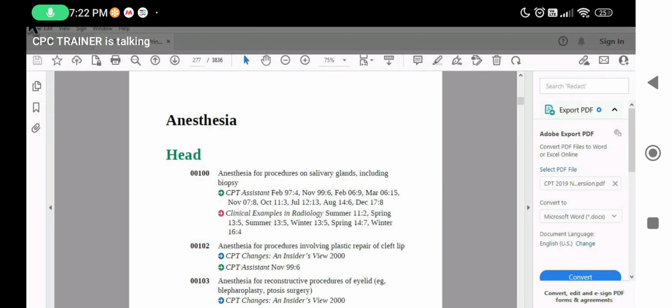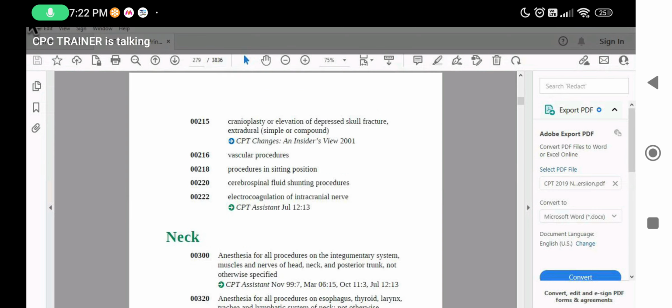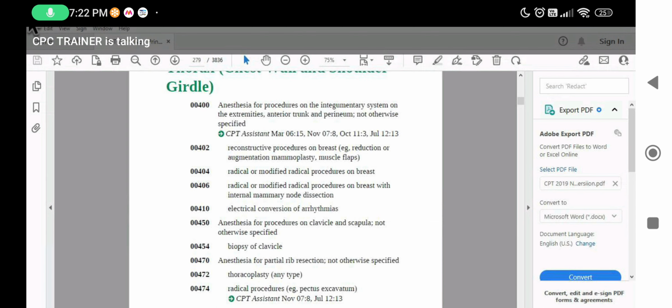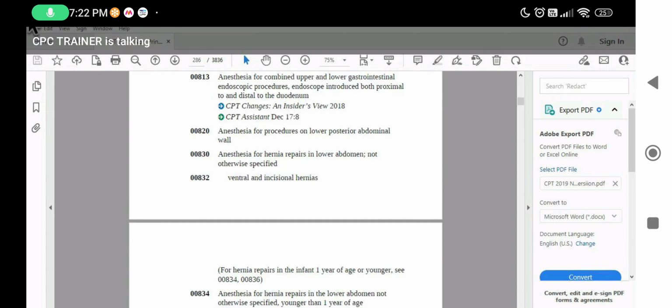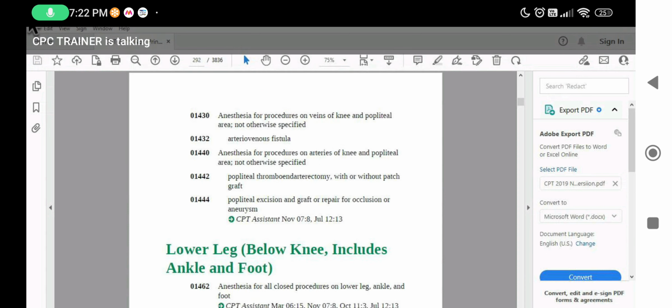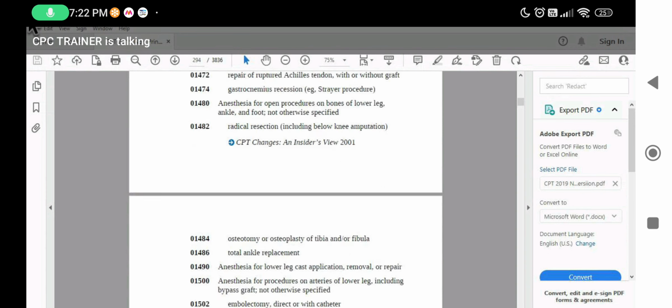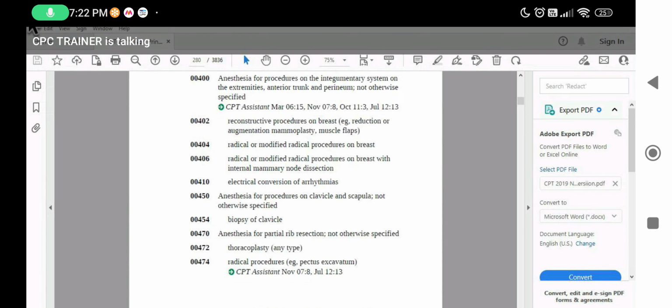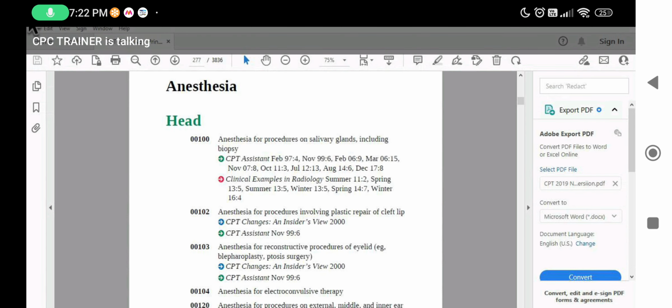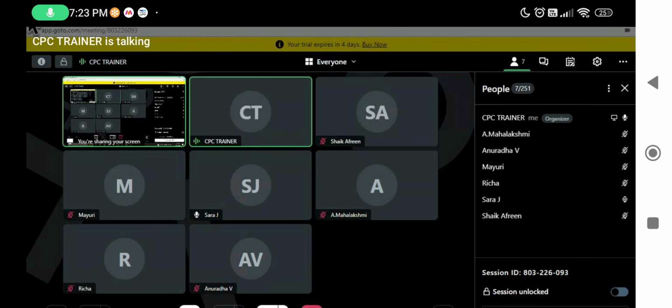For example, you see the screen. First we have the head location, then the neck location, then thorax, then intrathorax, then abdomen, and then the extremities. All the anatomical locations are given. Very simple, from head to foot and toe. You have all the locations in these particular code sets. How to code anesthesia: the provider does one procedure, first we check in which location the procedure is performed, and based on the location, you have to code.